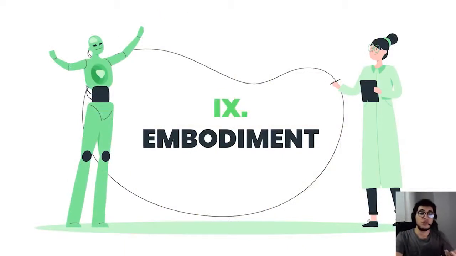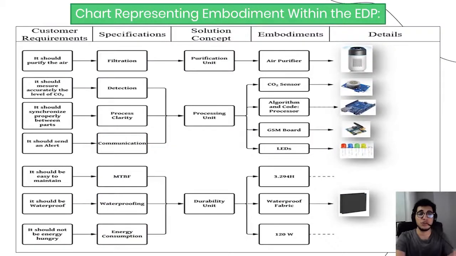Moving on to the embodiment part, we have the important chart representing the engineering design process. The aim of this chart is to combine the data mentioned in all previous charts into one that starts by mentioning the customer requirement, the specification needed to achieve that requirement, the conceptual solution, its embodiment, then finally the specific details of the product used.